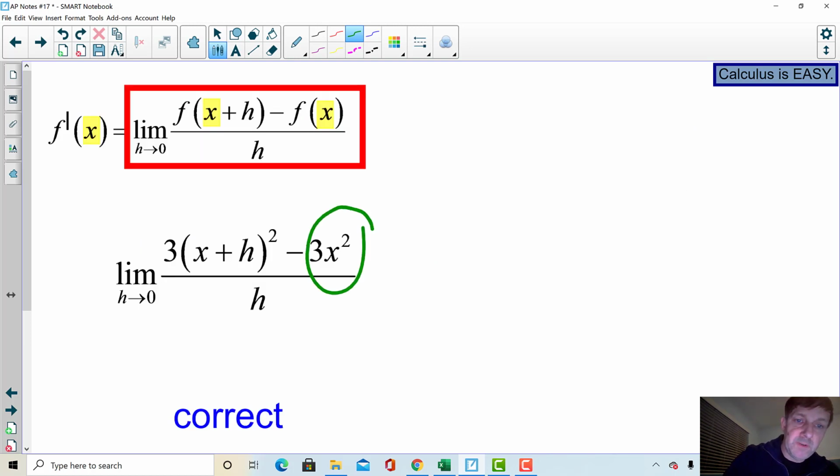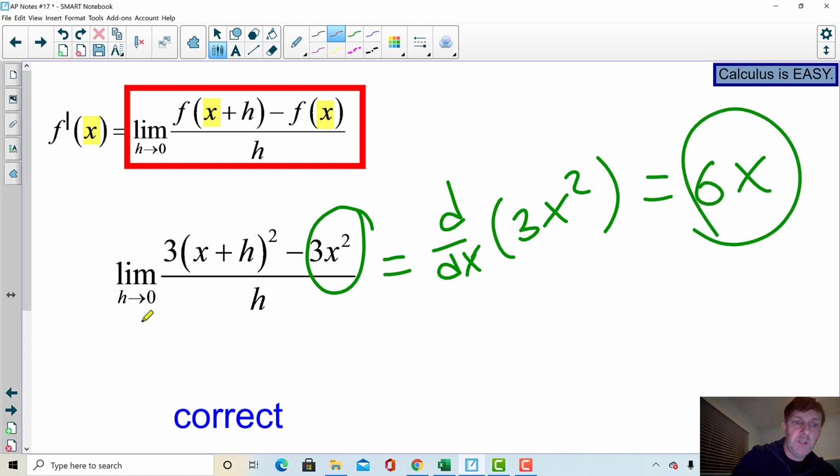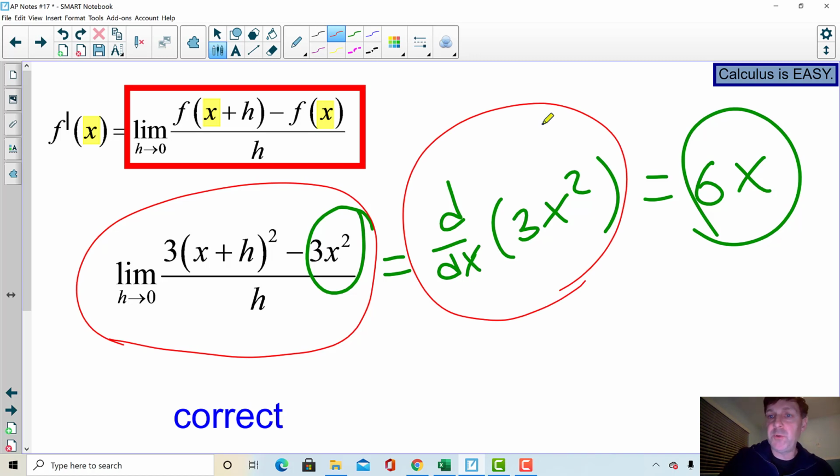Okay, this is just the derivative of 3x squared. That's just the power rule. So the power of 2 comes down, and the new power is 1. And that's your final answer. Again, we don't need to do this entire limit. That would take a long time. We just recognize that that's the derivative of 3x squared. And then we do the derivative of 3x squared.